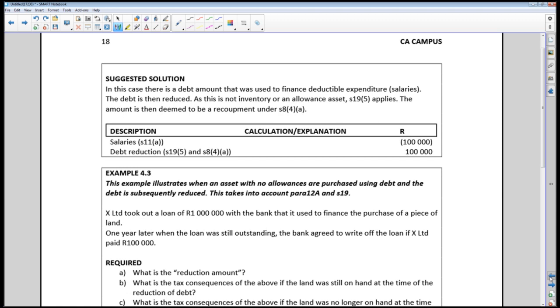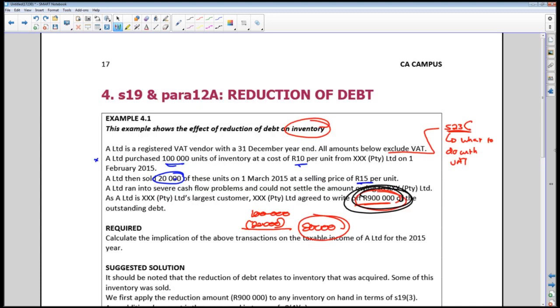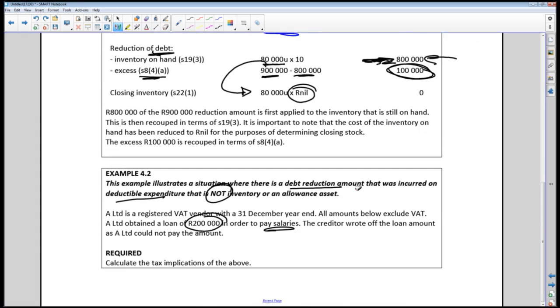Right? The salaries, we get a deduction for that, right? And we will have to add the amount back. Sorry guys, I've just realized also when I'm looking at it here, it says 100,000 rands here. If I can just ask you, I'll also amend it in your actual question. Please make that 100,000 rands over there in example 4.2. Right, please make it 100,000. If you are on our course, you'll find the updated question with the updated amount.